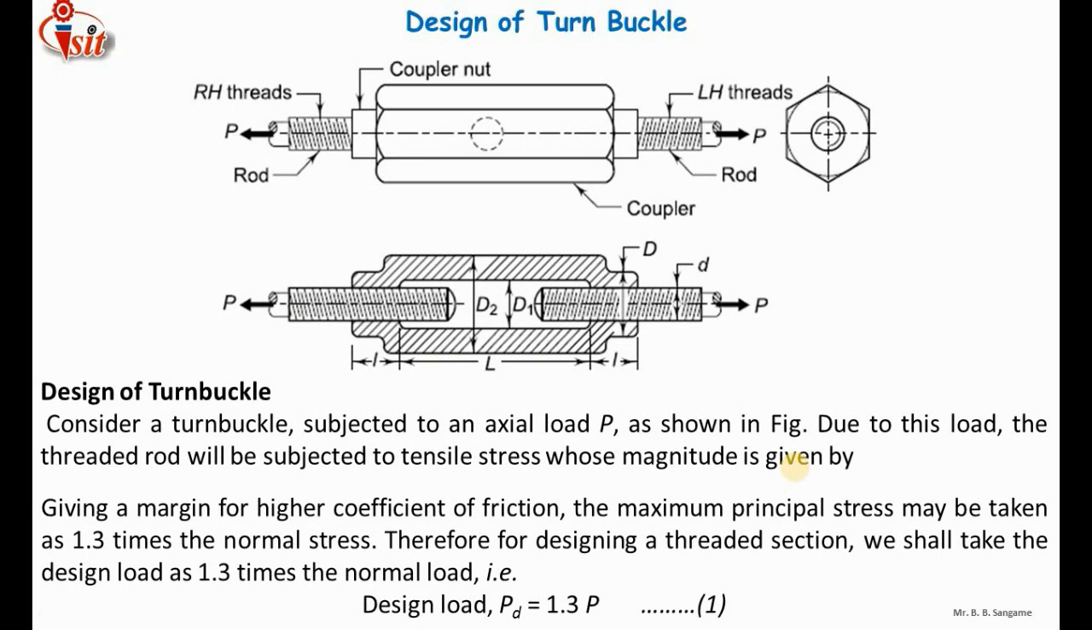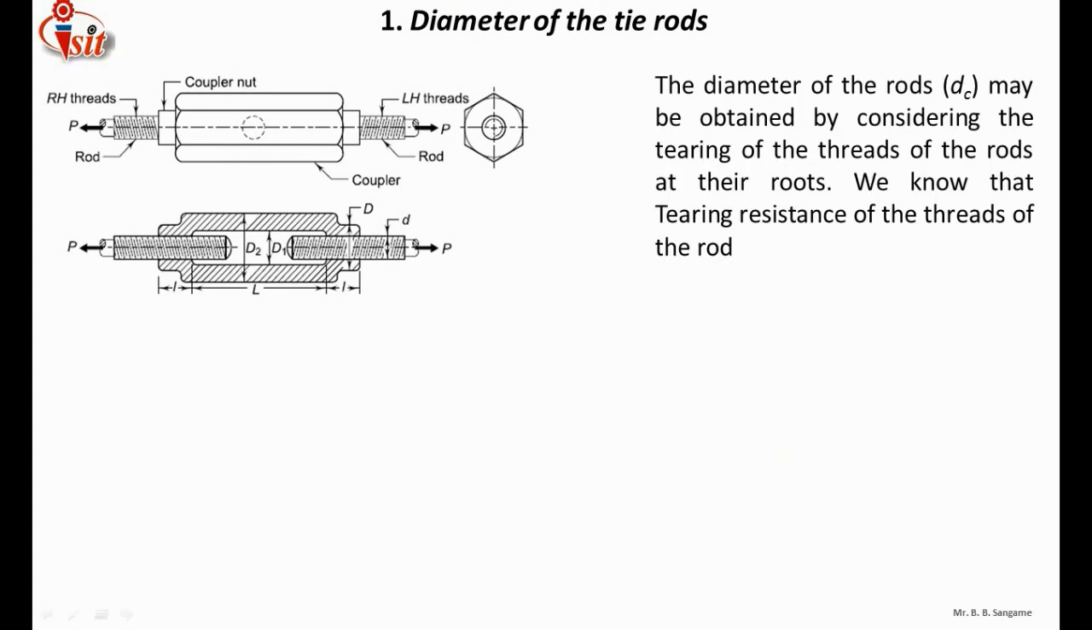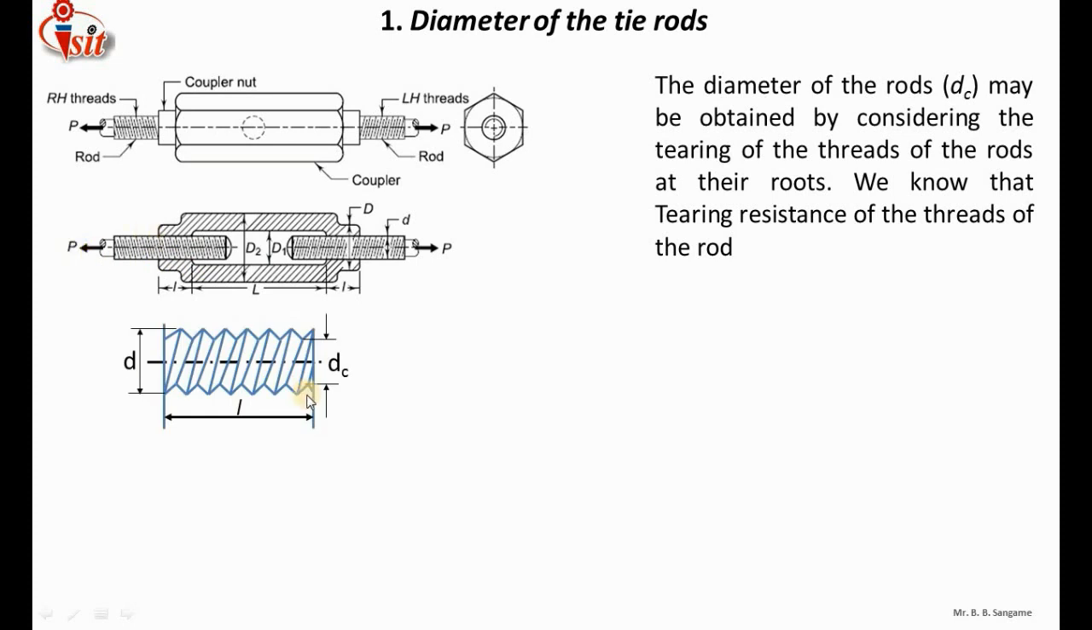Next, let us discuss the design of rods, tie rods. Here you can see that a force of magnitude P is applied on the threaded part, which has the length L. I have considered the threaded portion of the coupler nut, having length L. D is the nominal, that is major diameter, and DC is the core diameter. After the application of force P, there is a possibility of failure of the threaded portion of the rod. It will fail at the core diameter, which is the minimum one.